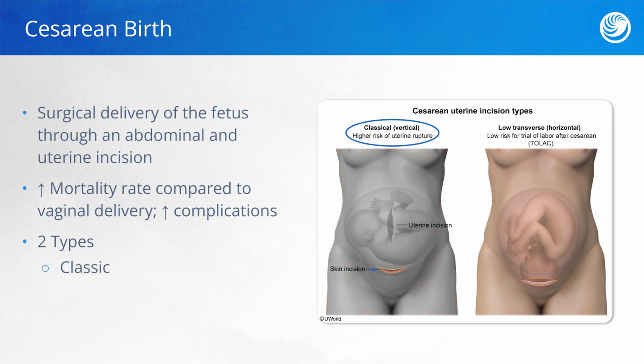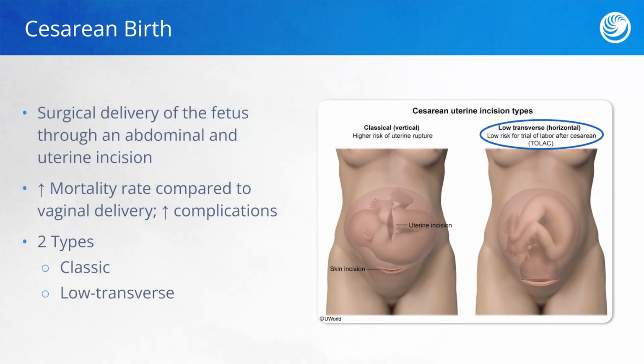Classic, which has a low horizontal midline skin incision and a vertical incision into the uterus. The vertical incision through the uterus is not normally used anymore due to the increased risks associated with it. Increased blood loss, it is more difficult to repair and close, and places the mother at increased risk for uterine rupture with future pregnancies.